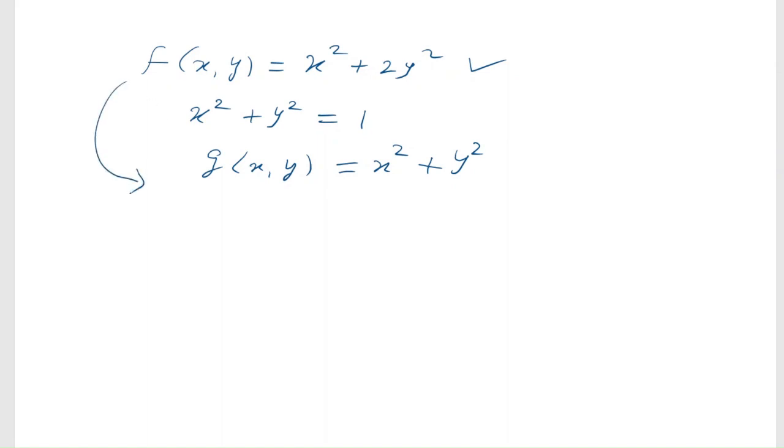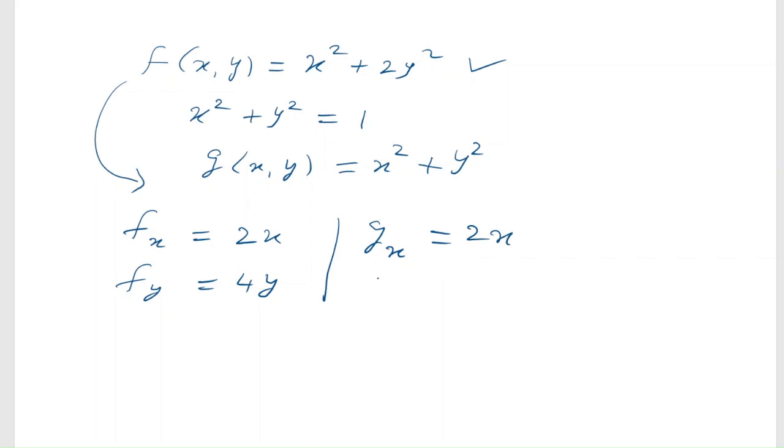From f we can find f_x and f_y. f_x is nothing but the partial derivative with respect to x, so 2x, and then f_y is 4y. And on this side we can find g_x and g_y. g_x, the partial derivative with respect to x, is 2x, and then g_y is 2y.